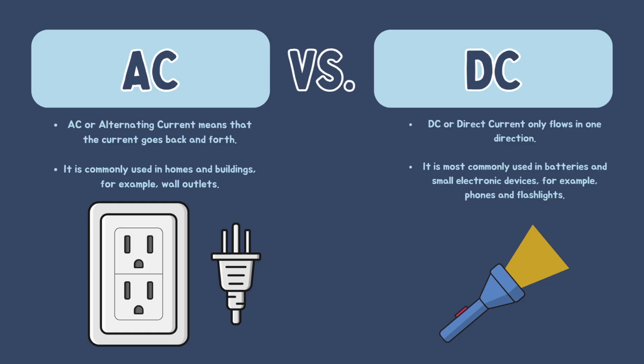DC, on the other hand, is less efficient for long distance transmission because it's difficult to change its voltage. This means that DC would experience significant power loss due to resistance if transmitted over long distances at the low voltages we require for safe use in homes and businesses. This is why DC is used in small devices and AC is used in homes and buildings.